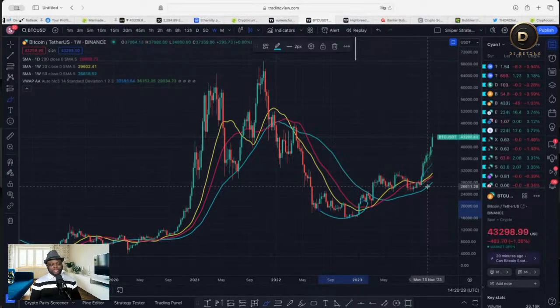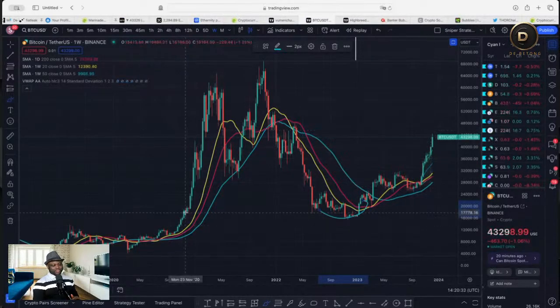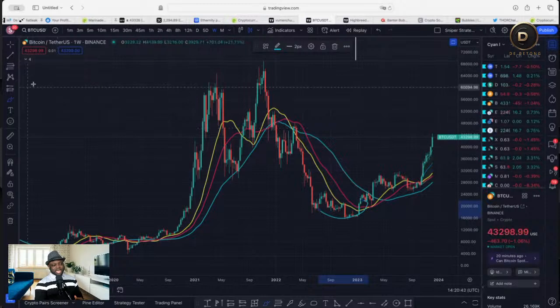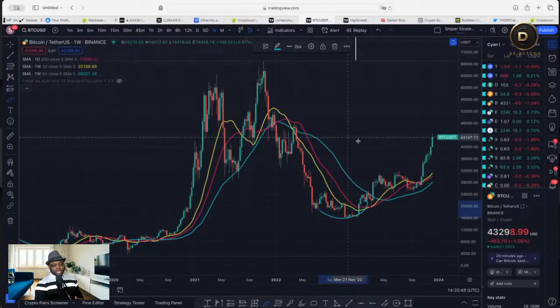And where is price? Price is to the moon. Look at what price did here. Price was to the moon. Look at where price is. Price is also to the moon. Look at where these moving averages are. They are waiting, they're gonna meet each other, like they're gonna make their way to the upside.